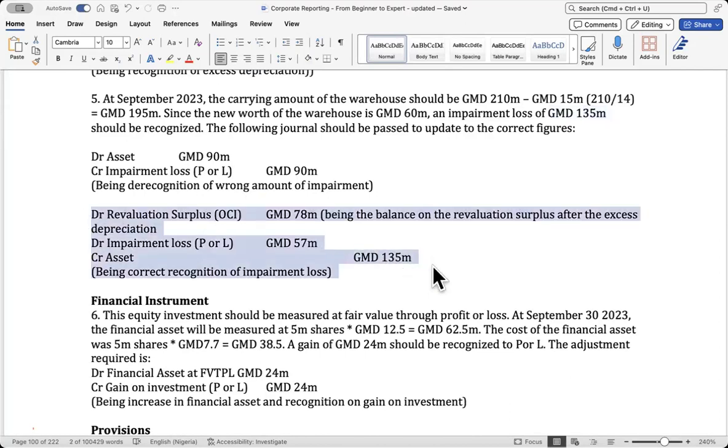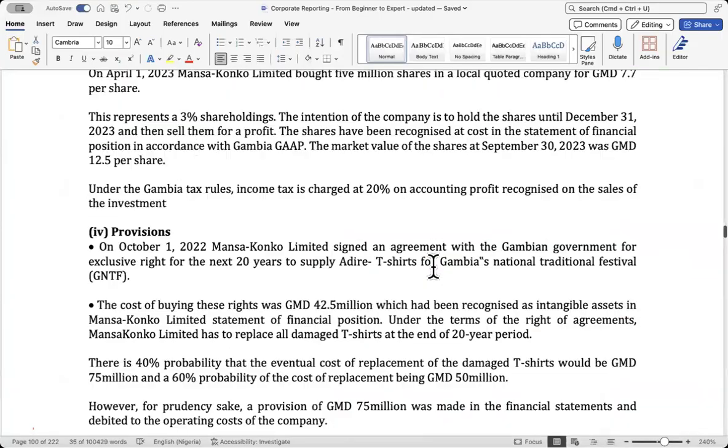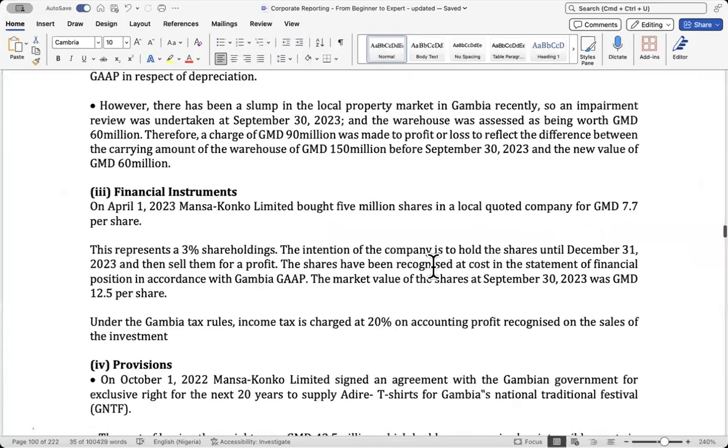This was the right entry that we passed, and that was how we corrected that. So that's the second part. We're almost there.